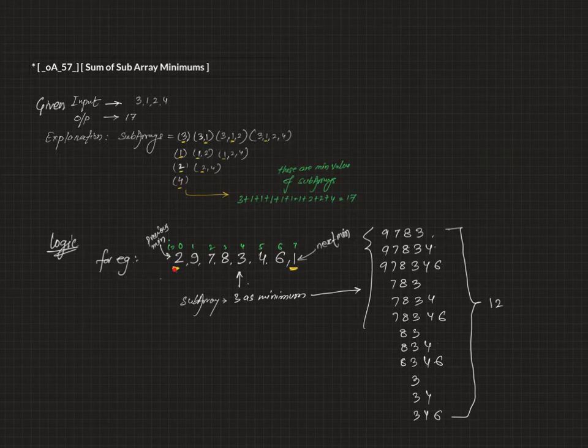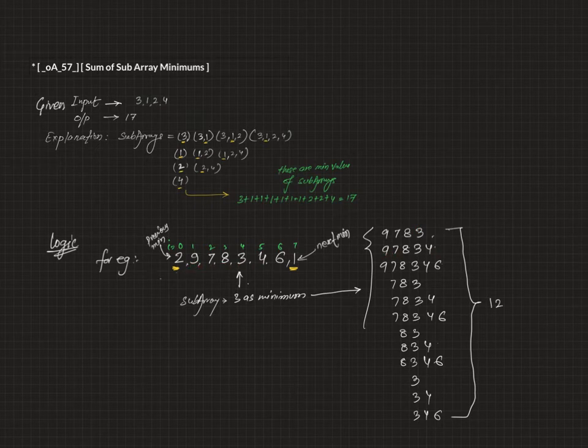Let's take an example of this array: 2 9 7 8 3 4 6 1. Suppose we take the example of 3. What are the subarrays where we can use 3 as the minimum? We can't start from 2, because 2 would be the minimum. So it will start from 3, 9 7 8 3, where 3 is the minimum, the same way 9 7 8 3 4, and so on.